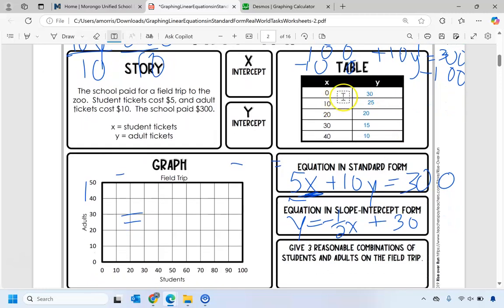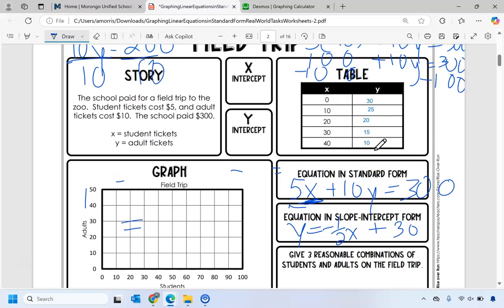Now, for a field trip, some of these are unreasonable. Like 0, 30. If it's a field trip, why would no kids go? Another thing that would be unreasonable is to have a field trip and 0 adults come. So when you're looking at these points, they mean something.